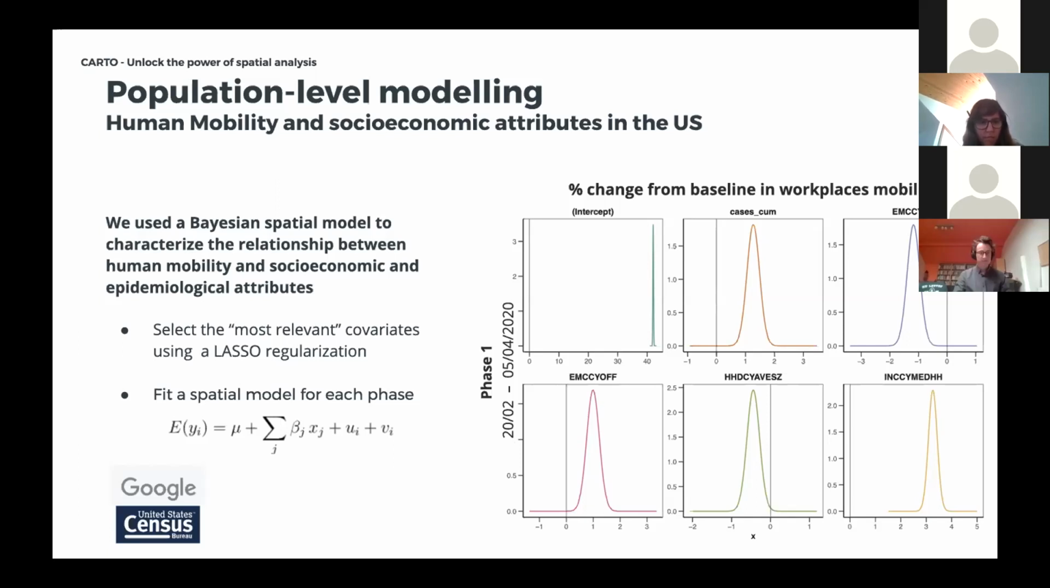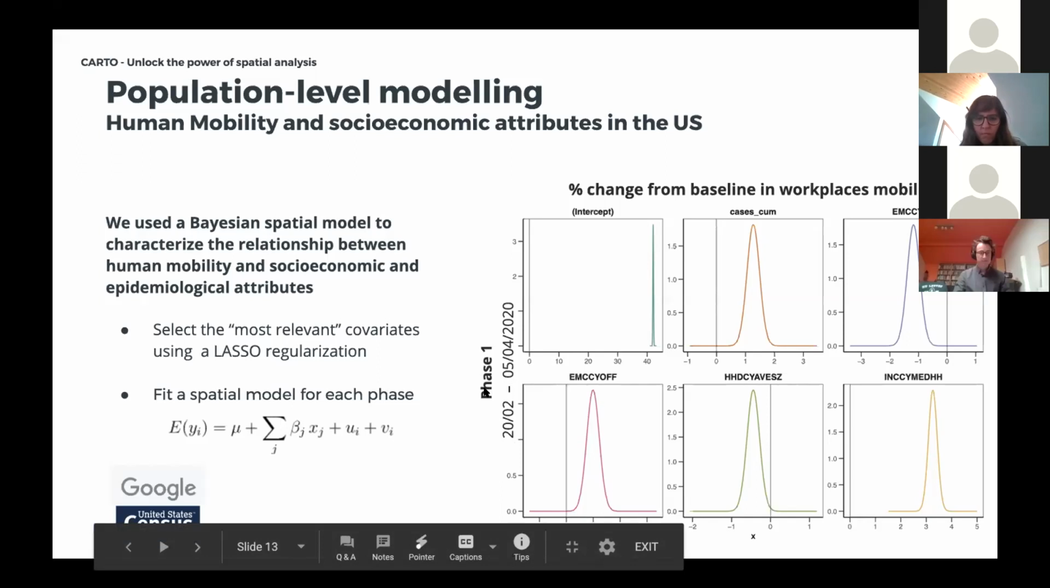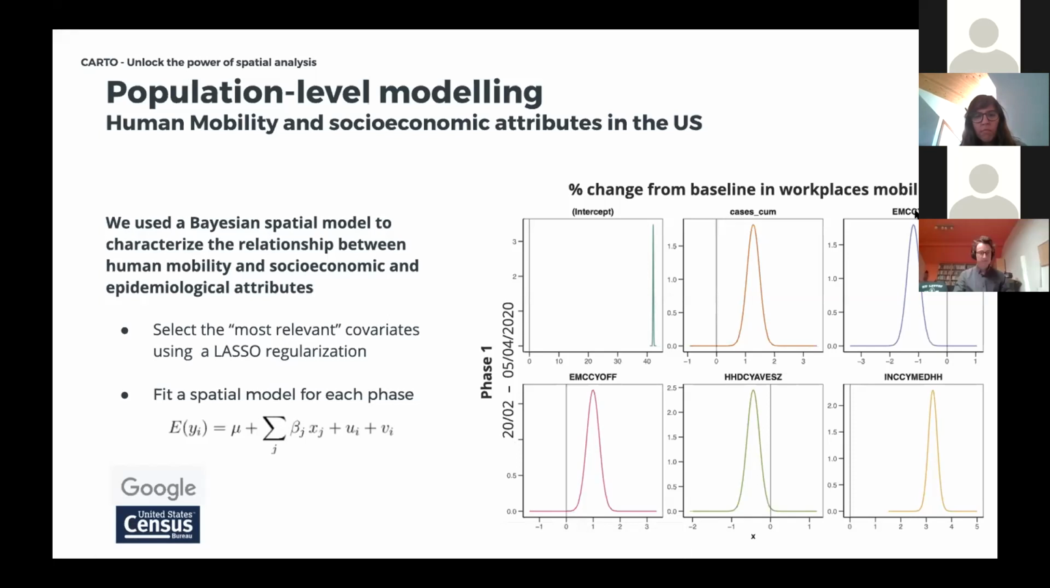So you see here, for example, the posterior distributions for the change in mobility in phase 1, for the cumulative number of cases, the percentage of employees working in agriculture, in offices, the average household sizes, and the household income.